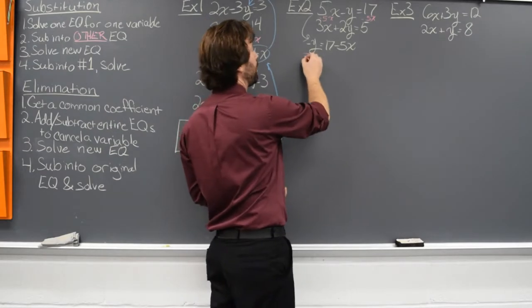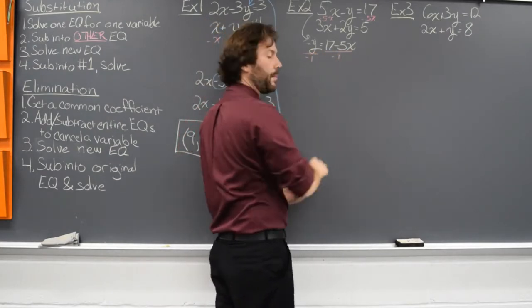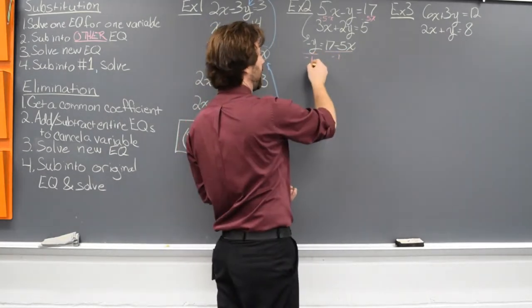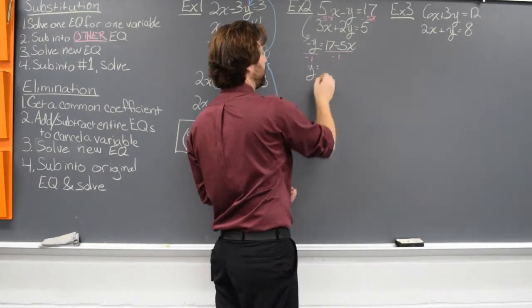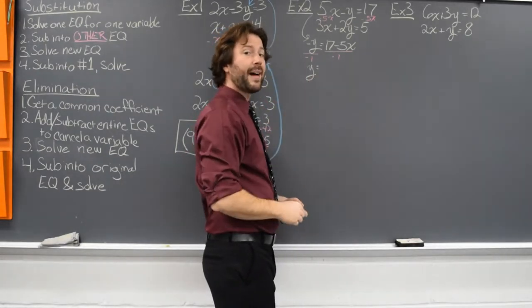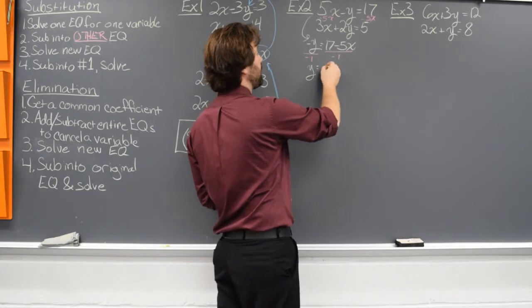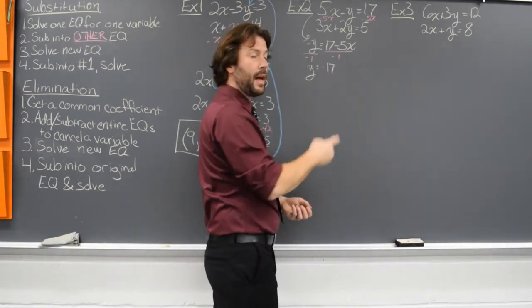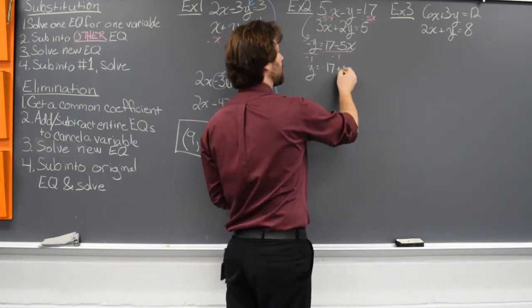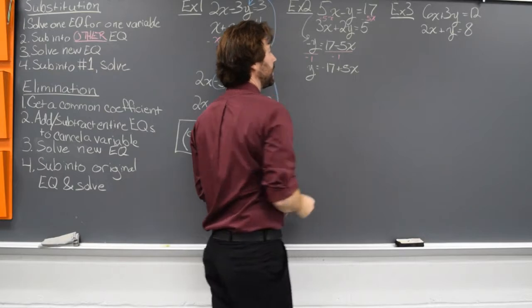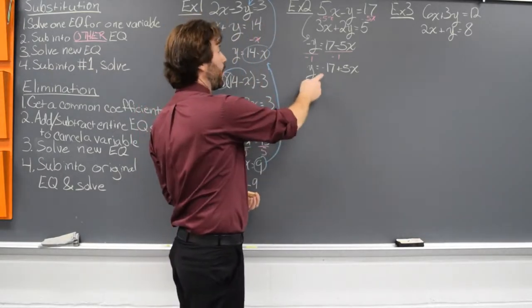So I'll divide both sides by negative 1. Left side's easy. Negatives cancel, y is all by itself. On the right side, remember to divide everything by that negative 1. So this positive 17 becomes a negative 17. This minus 5x becomes plus 5x. Okay, now we have y all by itself.